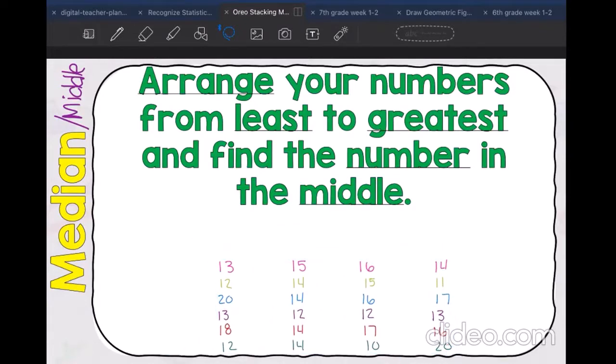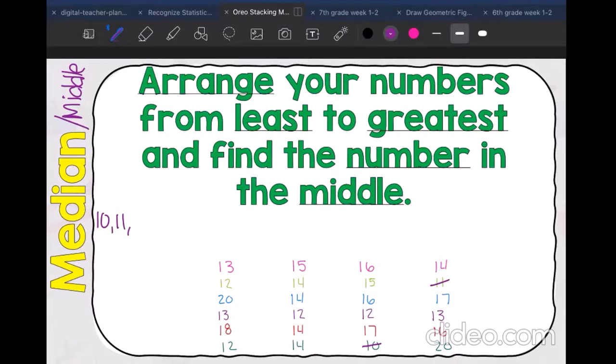Okay, what is the very smallest number you see up here? Kennedy? Ooh, I see something even lower. 10. Okay, so my very first number then is going to be 10. I'm going to go ahead and mark 10 out. What comes after 10? 11. How many 11s do you see? Only 1. So I'm going to write 11 one time.